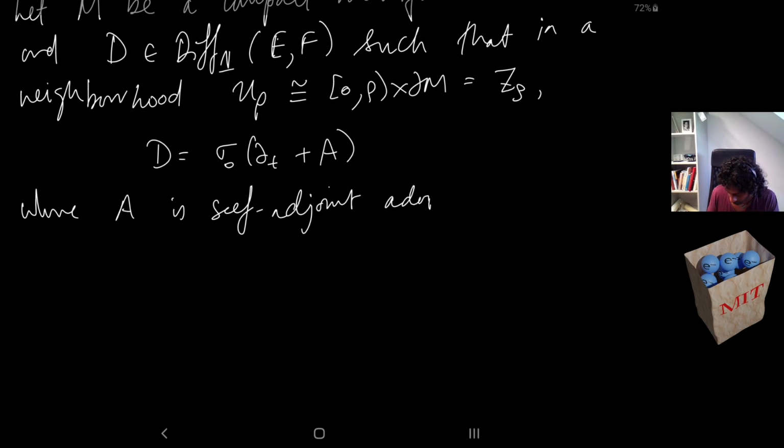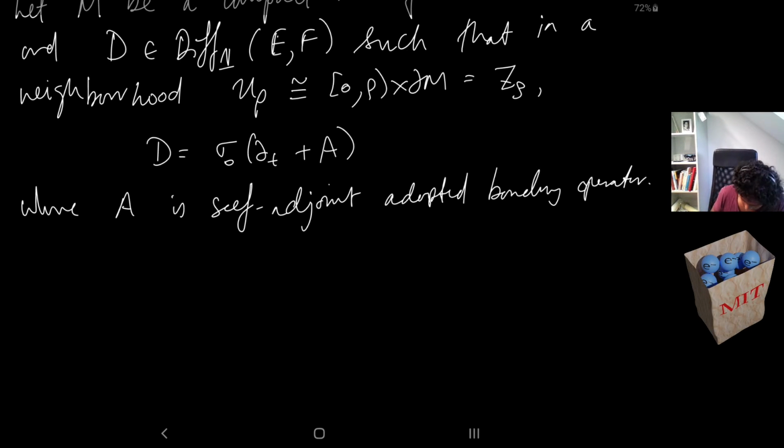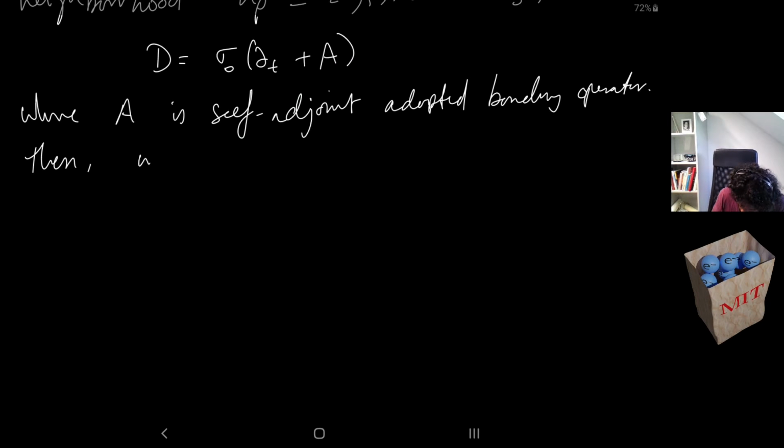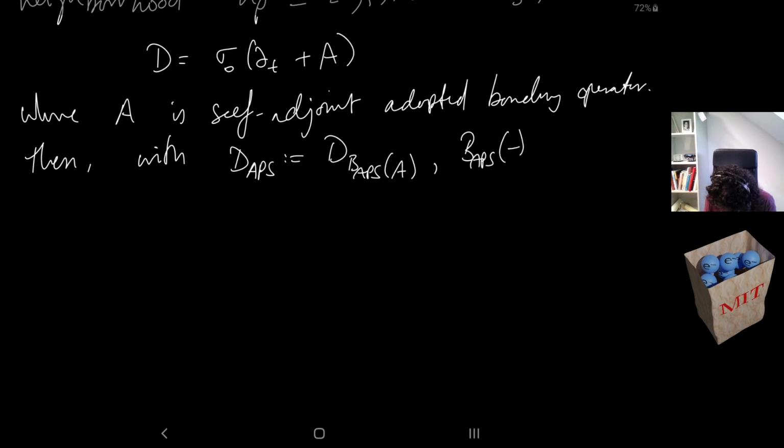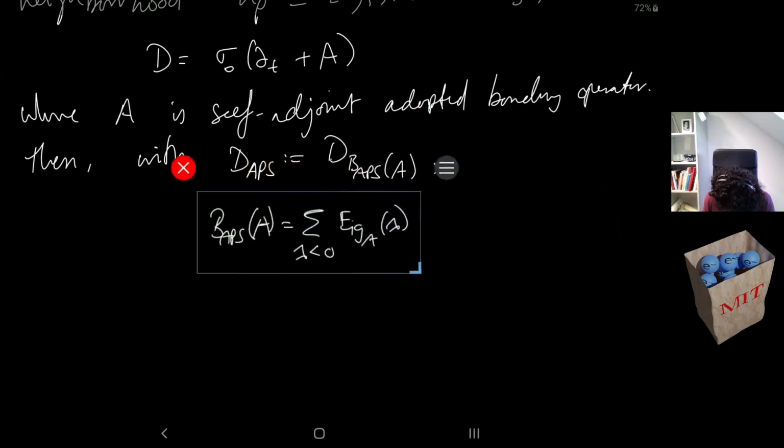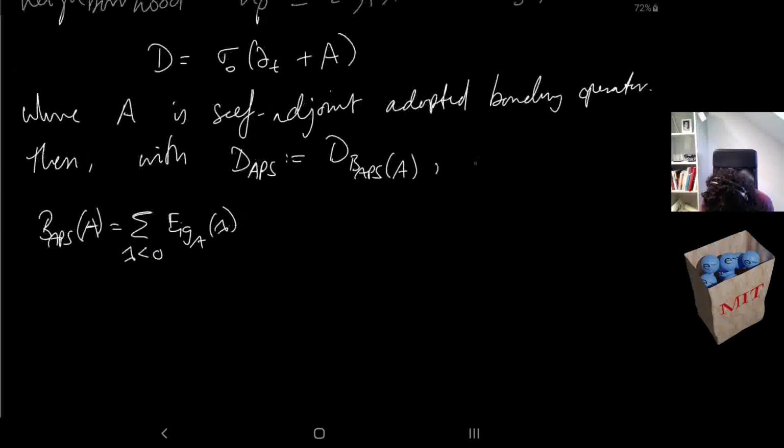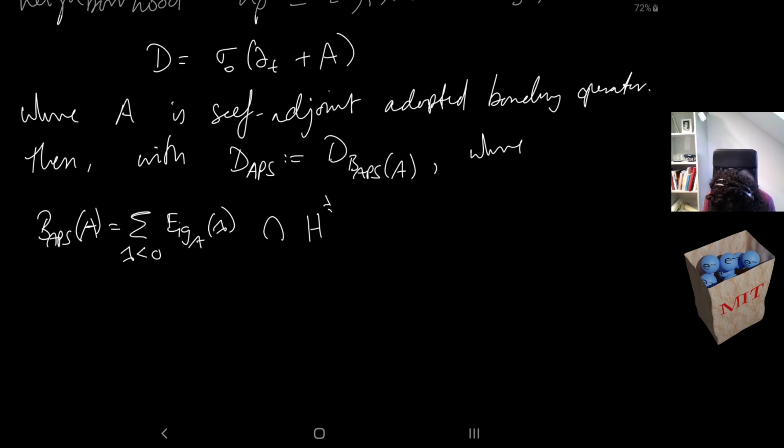Adapted boundary operator. Then with D equals D_APS set to be D with boundary condition P_APS of A, P_APS of A being the sum over the negative eigenspaces of A. Sorry, before I just wrote this and I forgot to intersect it with H to the half, right? Where this is intersected with H to the half.